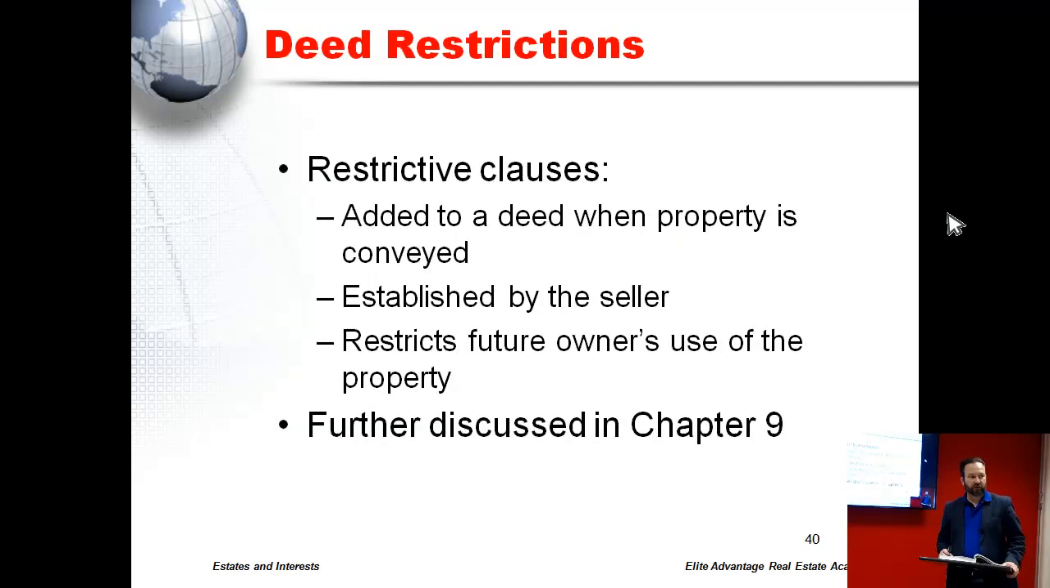Okay? And then finally, as we start to come down the wire on this chapter, again, another short chapter, is what we call deed restrictions. Now, deed restrictions we will discuss more specifically in chapter 9, but they're added to the deed. They're called restrictive clauses. They're added to the deed when the property is conveyed. Now, a restrictive clause could be something like this. It's established by the seller, and it restricts the future owners from certain use.